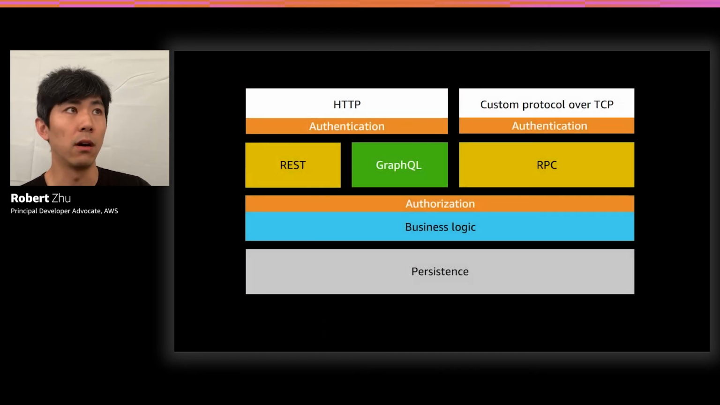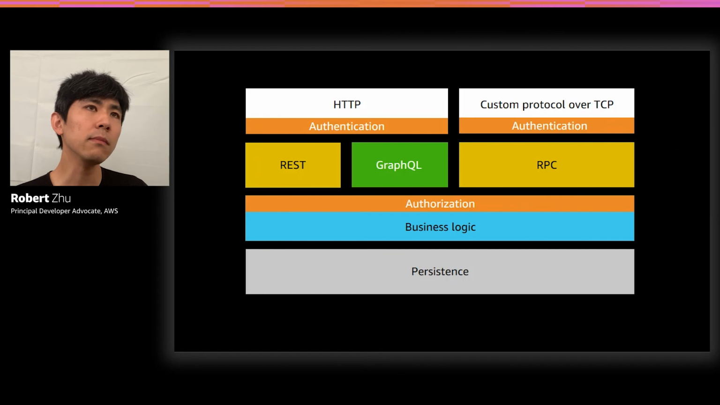So this is our architecture. We have, let's say, a REST API, GraphQL API, and an RPC API, and they come over HTTP and custom TCP respectively. And let's say that authentication happens at the HTTP layer and the TCP layer. And what we've done here is we put the authorization logic next to the business logic. And notice that the business logic is not the same as REST, GraphQL, and RPC. Those are merely implementation details for how to get at the business logic. Why does authorization have to live here? Because it is business logic.